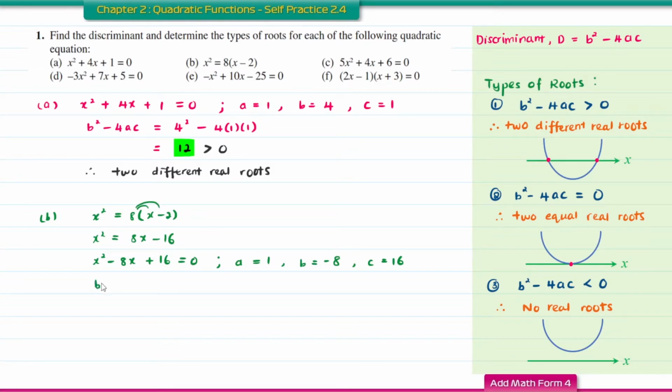So now let us find the value of its discriminant. It's going to be negative 8 squared minus 4, where a is 1 and c is 16. Solve this and you're going to have the answer of 0. So for question B, the discriminant is equal to 0. Therefore, this quadratic equation will have two equal real roots.